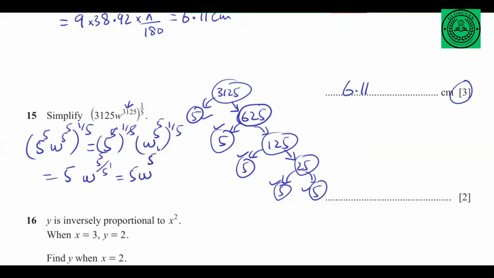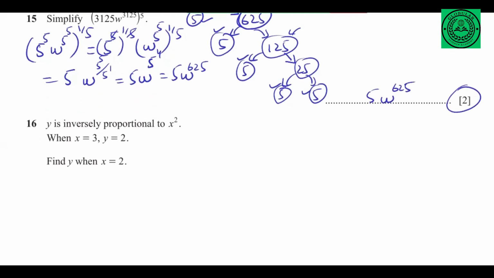So 5 power 4. We have already seen over here that 5 power 4 is nothing else but 625. See, 1, 2, 3, and 4 gives us 625. So we can write 5 times 625, and this is going to give us 2 more marks.